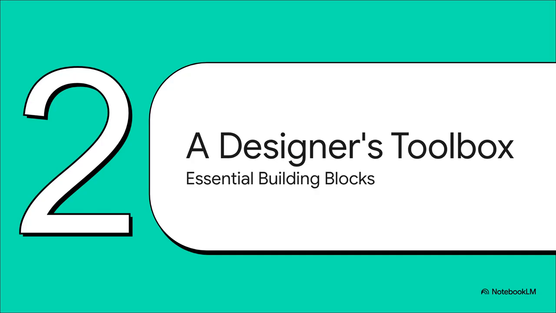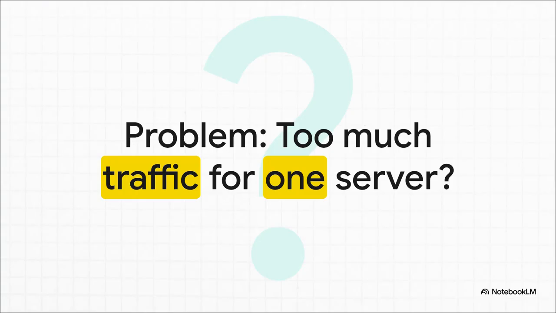Okay, so we've got our rules: availability, scalability, and consistency. But how do we actually build a system that follows them? Well, designers have this kind of digital toolbox, a set of essential building blocks that they use to make it all happen. So let's start with a really common problem. Let's say your service gets featured on some big website, it goes viral, and bam, a flood of users just overwhelms your one server. It crashes. Now what do you do?